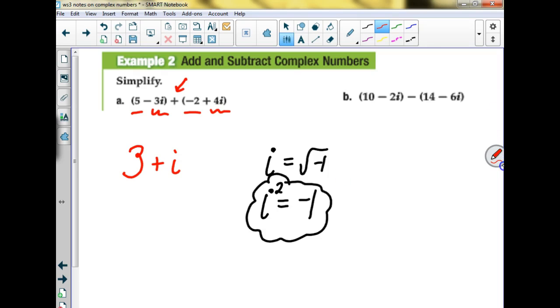Okay. The second one, they're trying to slide something past us. Don't forget you've got to distribute the negative. I always rewrite it so I don't do something silly on a quiz and have to do a retake. Minus negative would be plus, right? Now combine your like terms and you get what?